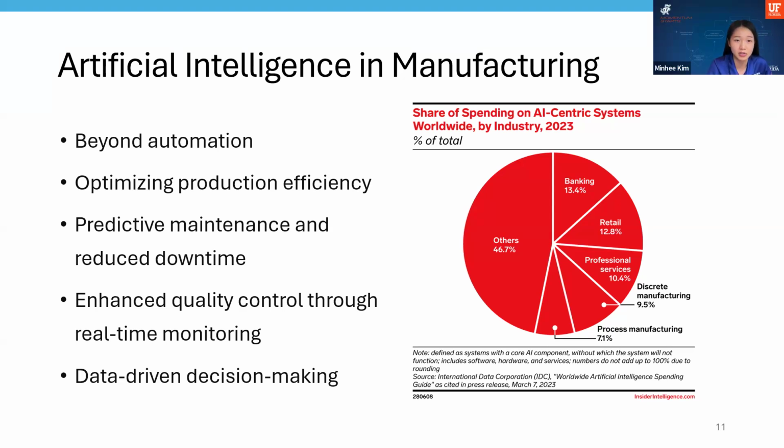And AI in manufacturing is not only just automation, it goes beyond automation. It's about optimizing the production efficiency. It enables things that were not possible beforehand, like predictive maintenance and real-time quality control. And most importantly, it allows us to derive useful insights and make smart decisions backed by the data, backed by the information.